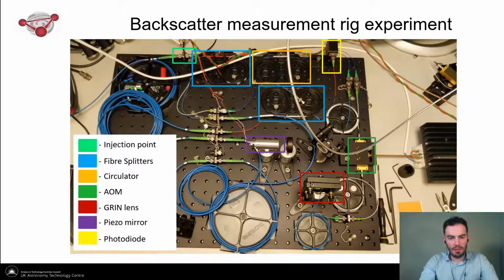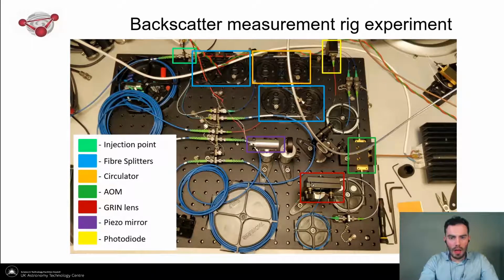And here you can see a bird's eye view of the current backscatter measurement rig experimental setup in its breadboard state. All the fibres and components are PM single mode. The fibre splitters are 50-50 ratio Thorlabs splitters in the blue boxes. The majority of the components are from Thorlabs, with the exception of the AOM, Chikuch and Haugo.